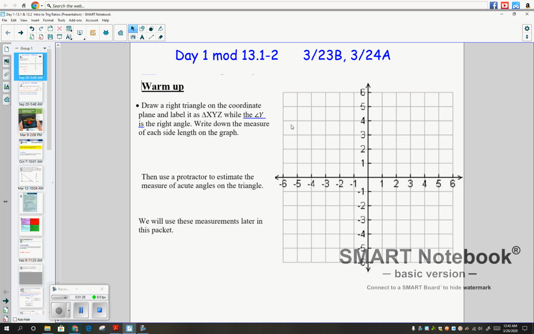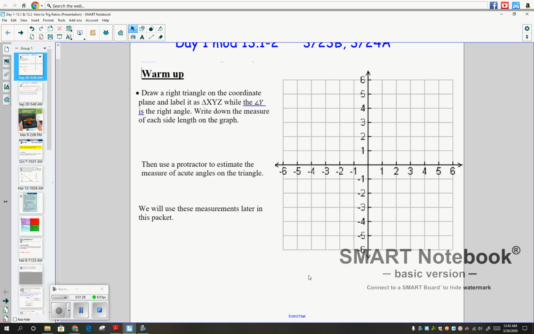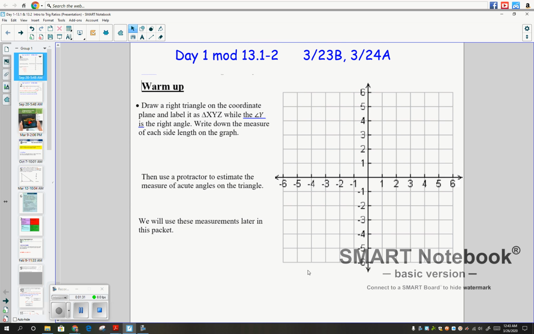So we're going to start with 13.1, 13.2. This is an introductory to trig ratios. Before we start talking about trig ratios, sine, cosine, and tangent, we have to learn some terminology. And that's what our main focus is going to be today. So we start with the warm-up.